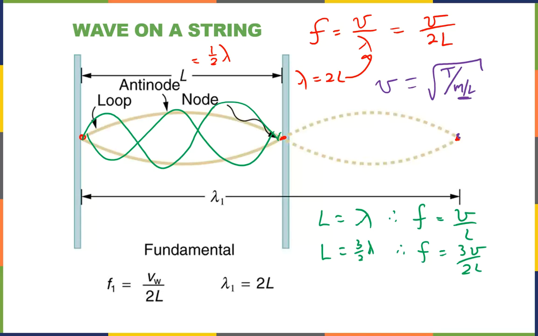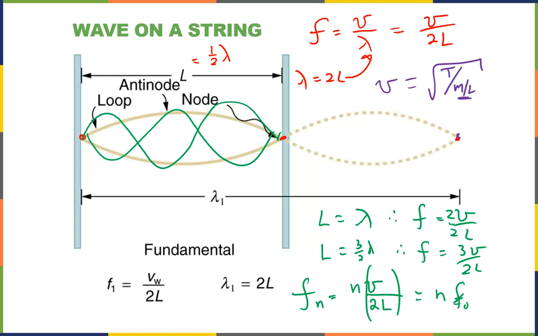And now there's a pattern to be seen. Let me put a 2 over 2 here to make the pattern clear. I can have frequency is v over 2L, frequency is 2v over 2L, frequency is 3v over 2L, or in general, the frequencies that will resonate on the string, frequency sub n is equal to nv over 2L.